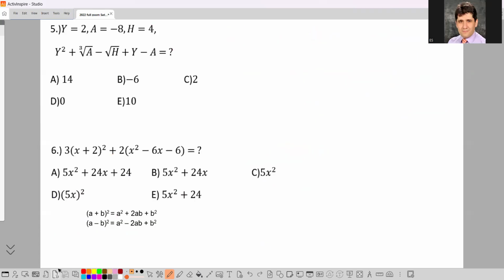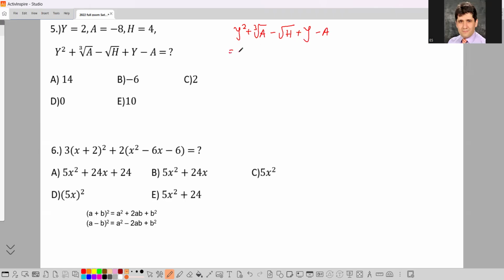Next. This exercise involves just substitution. So we will substitute only the given values here. So we have y has the numerical value 2, a negative 8, and h 4. So here we have y squared plus cube root of a actually, minus square root of h plus y minus a.